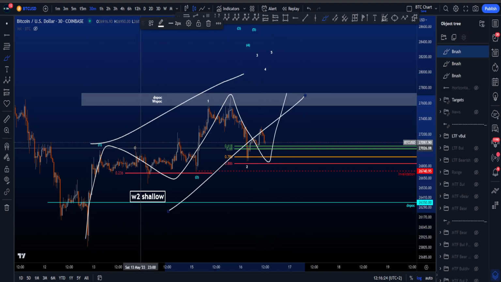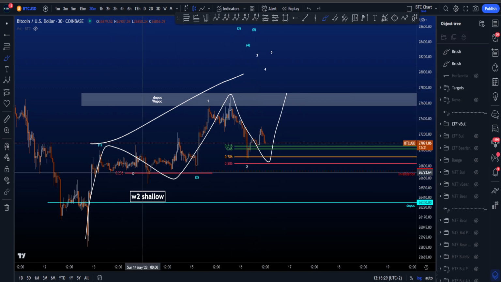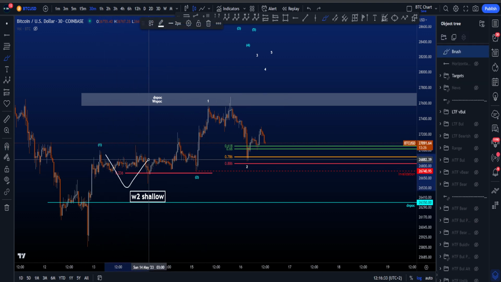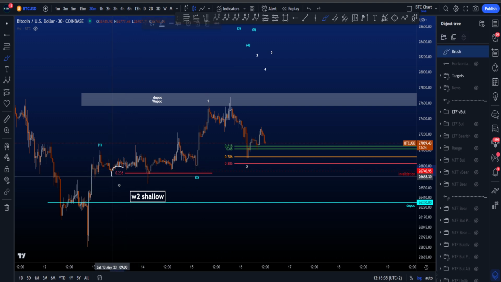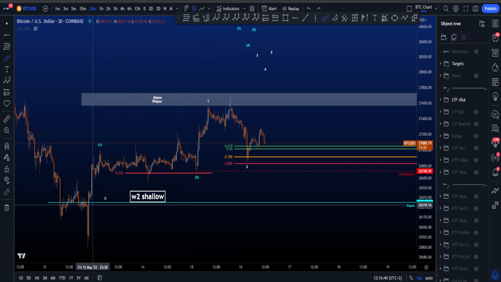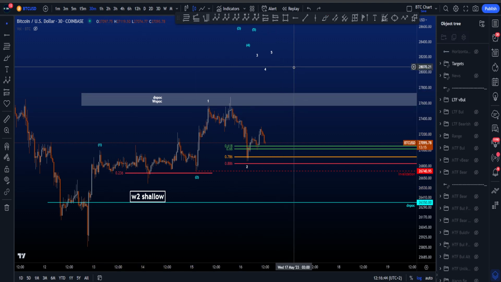The problem is, in a diagonal, wave 2 and wave 4 need to be zigzags. And this sideways structure over here is not a zigzag, because a zigzag is a 5-3-5 correction, and also the 0.236 is then still not a target for a wave 2. So yeah, many reasons for this not to be a diagonal. So the bullish scenario is not looking too great, to be honest.